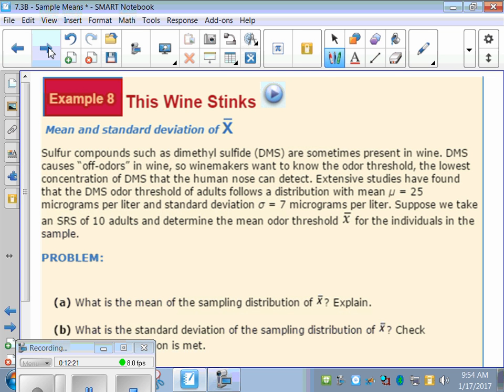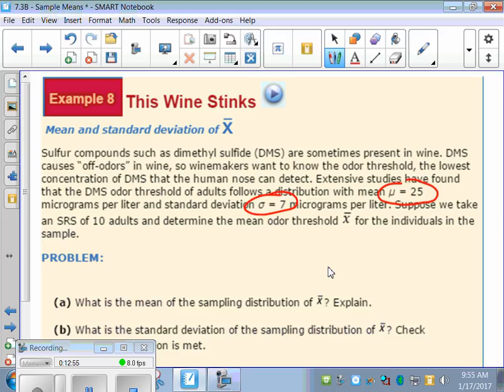Okay. This wine stinks. All right, mean and standard deviation of X bar. Sulfur compounds such as dimethyl sulfide are sometimes present in wine. DMS causes off odors in wine, so winemakers want to know the odor threshold, the lowest concentration of DMS that the human nose can detect. Extensive studies have found that the DMS odor threshold of adults follows a distribution where the mean is 25 micrograms per liter and the standard deviation is 7.